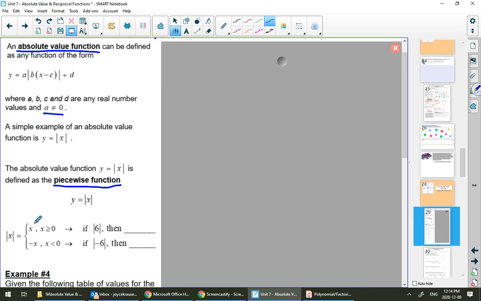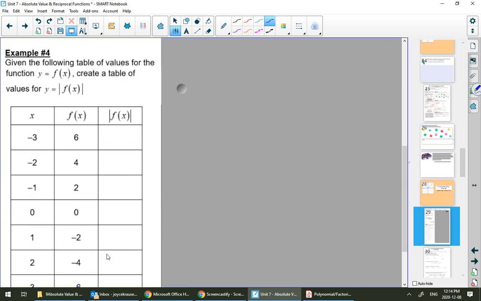So if x is positive, that means x is greater than or equal to 0. We can see what happens by using an example. So 6 is an example of a number that's greater than or equal to 0. It's a positive number. And when we take the absolute value of 6, we have +6. So notice a +6 stays a +6. If x is negative, that means x is less than 0. An example might be -6. Well, when we take the absolute value of -6, we have +6. So our positive values stay positive, our negative values become positive.